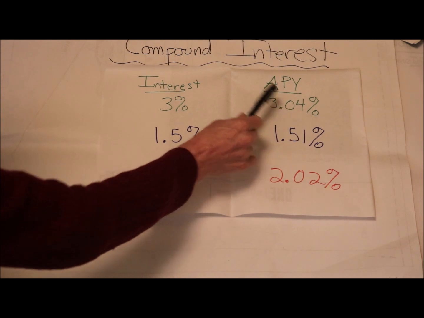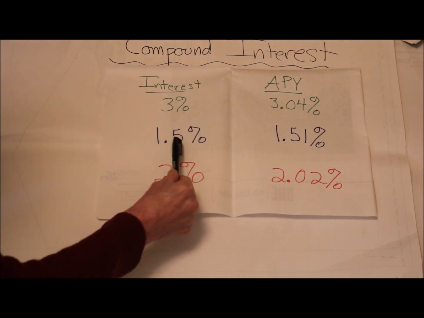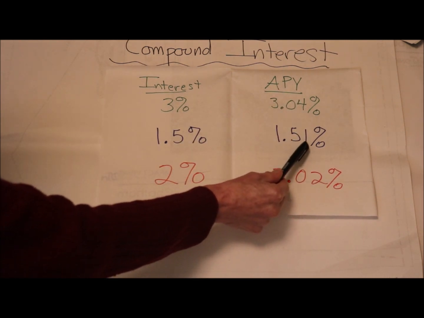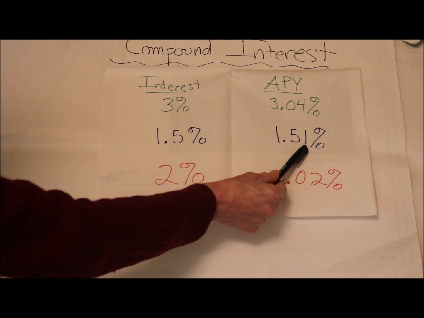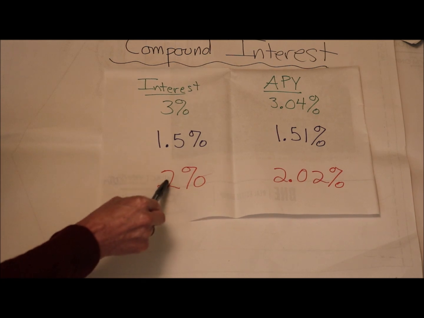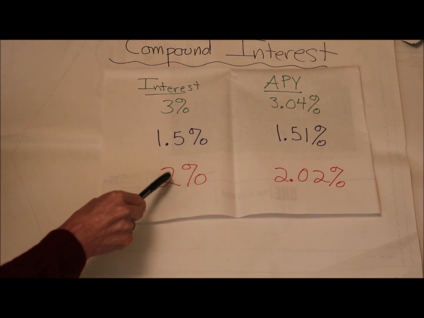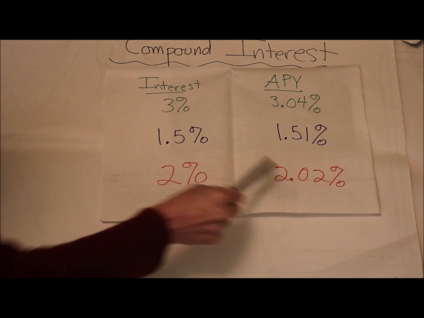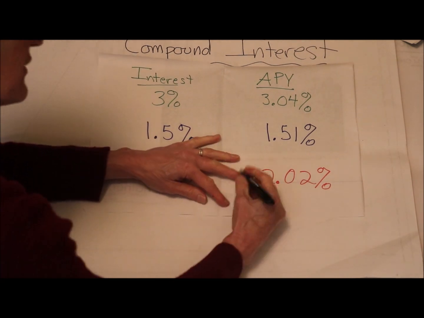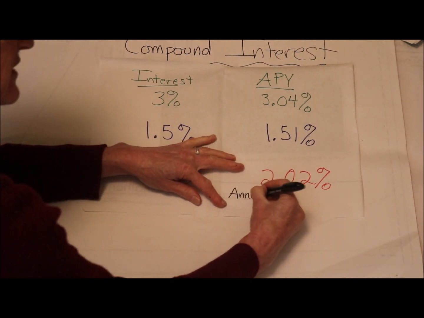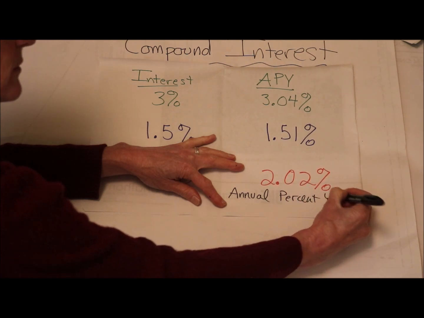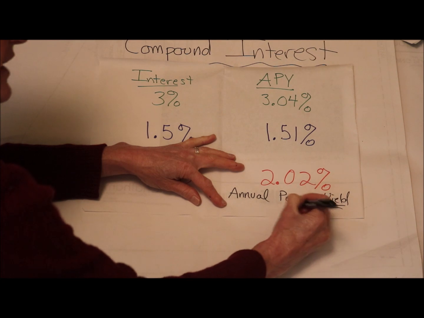3.04% interest. Or perhaps another account had 1.5% interest, but then they say the APY is 1.51% interest. What the heck is going on? Or an account that has 2% interest on any money that you're putting in there, it's really 2.02. What in the heck? APY stands for annual percent yield. And yield means what you get out of it.